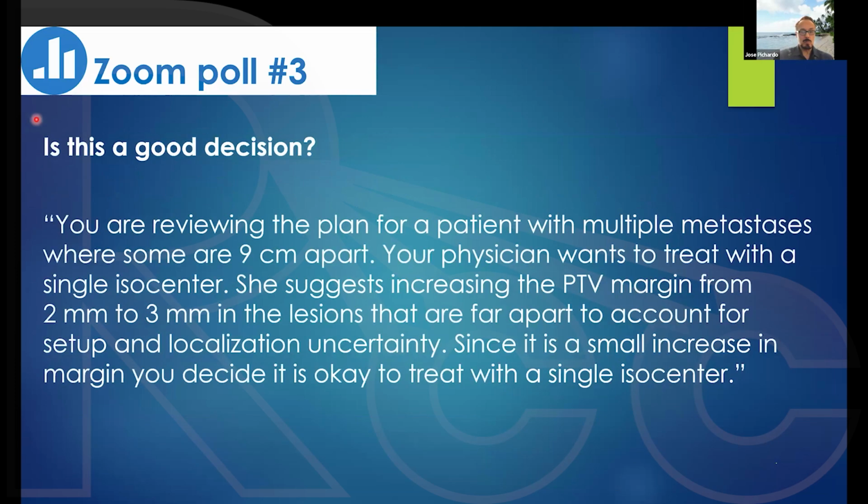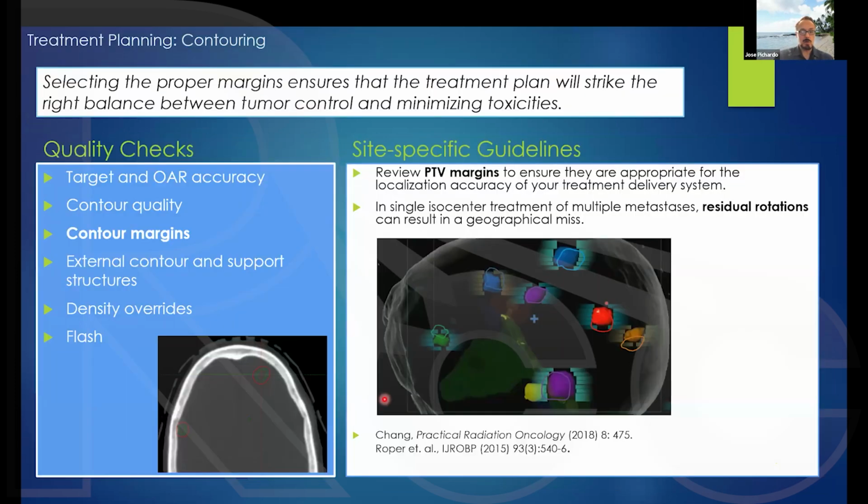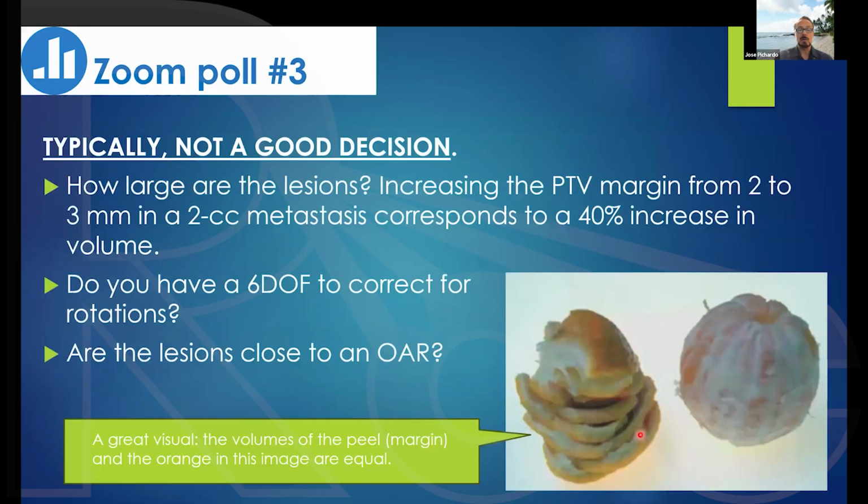I would refer you back to this document by Chang, where they did a mathematical analysis of metastasis at different distances from the isocenter, and they determined for which specific situations a 2 millimeter margin is appropriate, right? And when you do that calculation, it tells you the maximum residual angle that you can have and still be able to cover your target with the margin that you've selected.